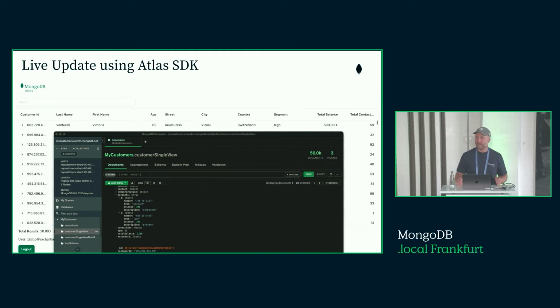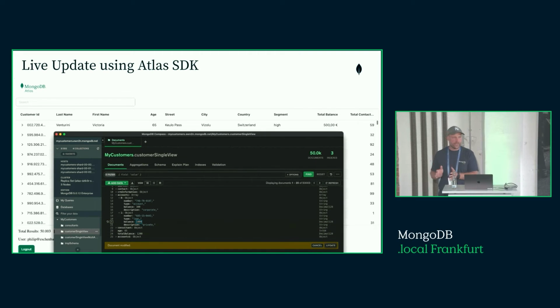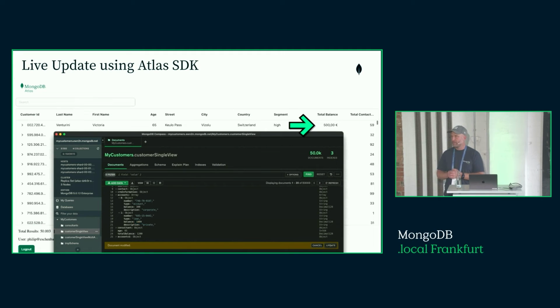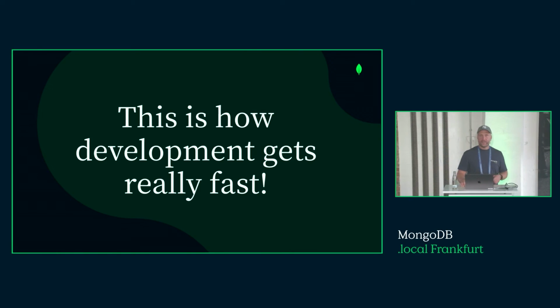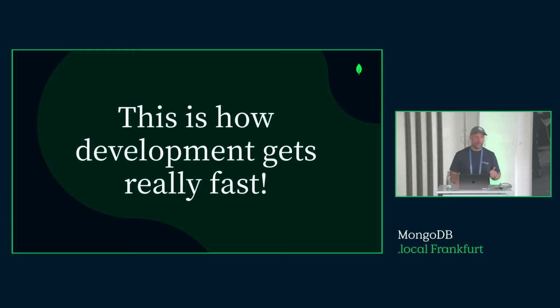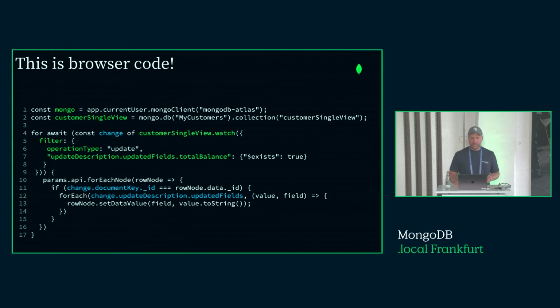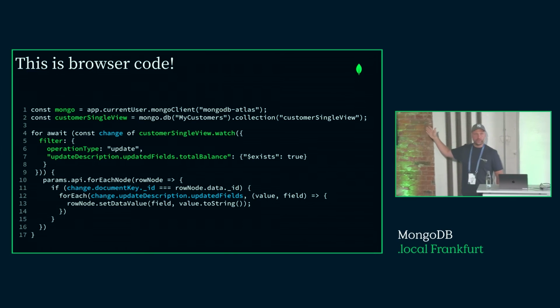So what happens in the background? We have a database trigger watching for a change on the accounts. If there is a change on the accounts, we instantly update the total balance, and then we send this event out to the browser. And this is how development really gets fast, because this is usually very, very hard to implement. That's how you implement this. And this is browser code.